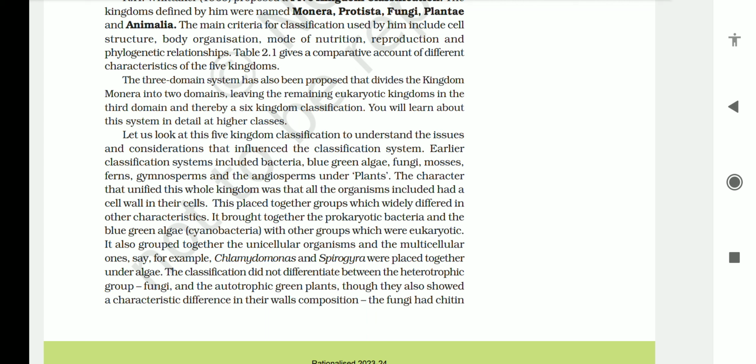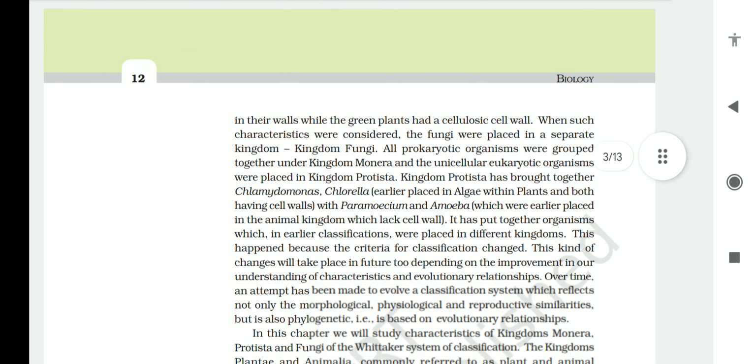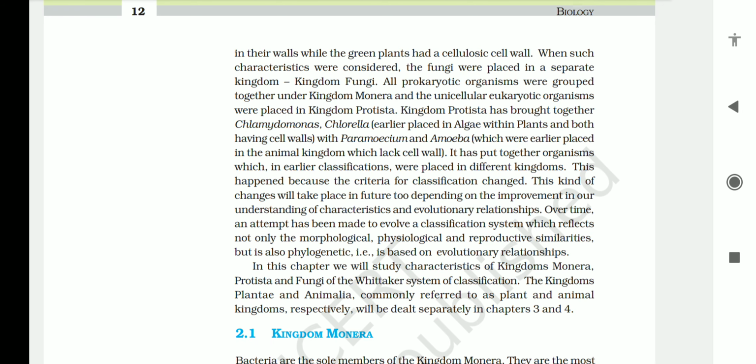Say, for example, Chlamydomonas and Spirogyra were placed together under algae. The classification did not differentiate between the heterotrophic group fungi and the autotrophic green plants, though they also showed a characteristic difference in their wall's composition. The fungi had chitin in their cell walls, while the green plants had a cellulosic cell wall. When such characteristics were considered, the fungi were placed in a separate kingdom, kingdom Fungi. All prokaryotic organisms were grouped together under kingdom Monera, and the unicellular eukaryotic organisms were placed in kingdom Protista.